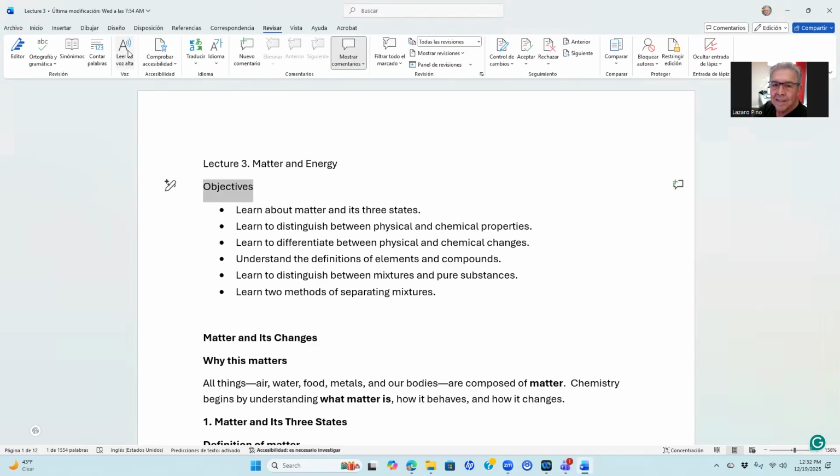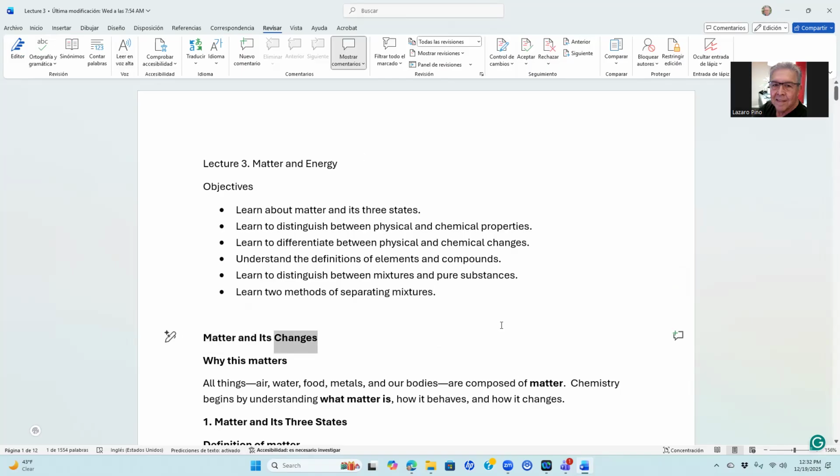Objectives. Learn about matter and its three states. Learn to distinguish between physical and chemical properties. Learn to differentiate between physical and chemical changes. Understand the definitions of elements and compounds. Learn to distinguish between mixtures and pure substances. Learn two methods of separating mixtures.